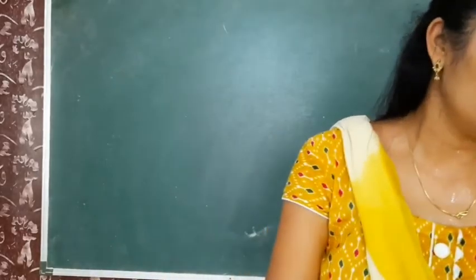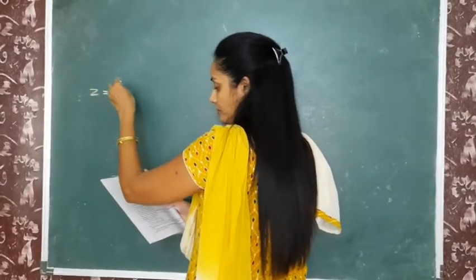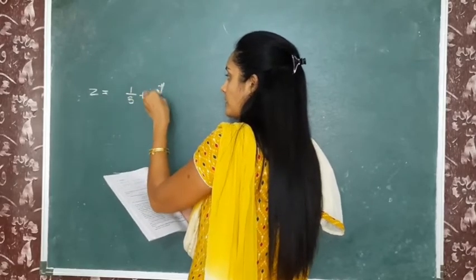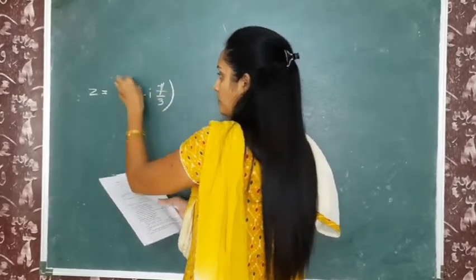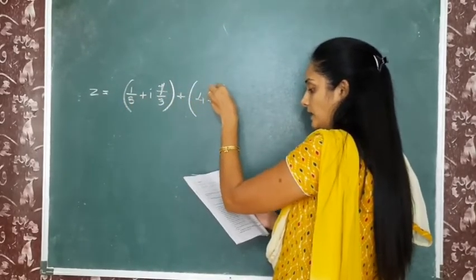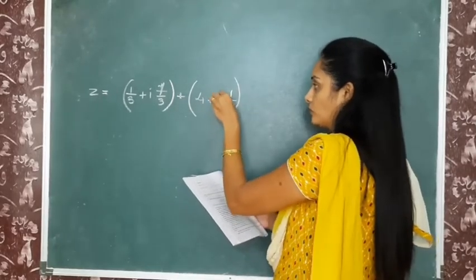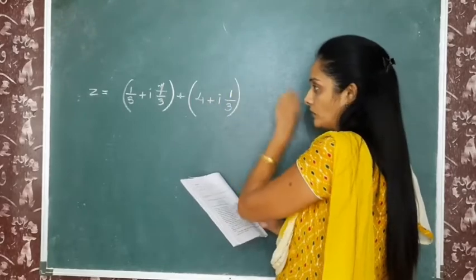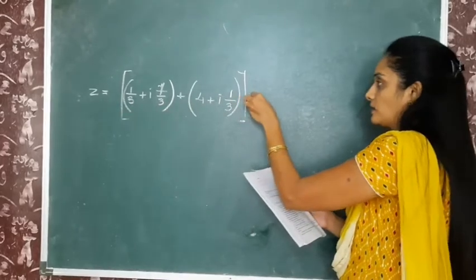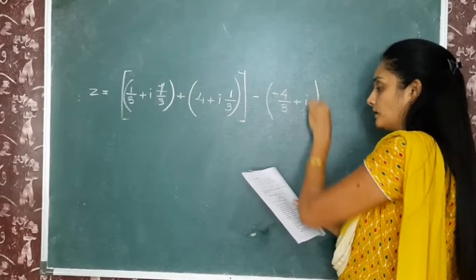Now next sum. 1 by 3 plus i, 7 by 3, plus 4 plus i, 1 by 3. Bracket is complete. Minus, in another bracket, minus 4 by 3 plus i.